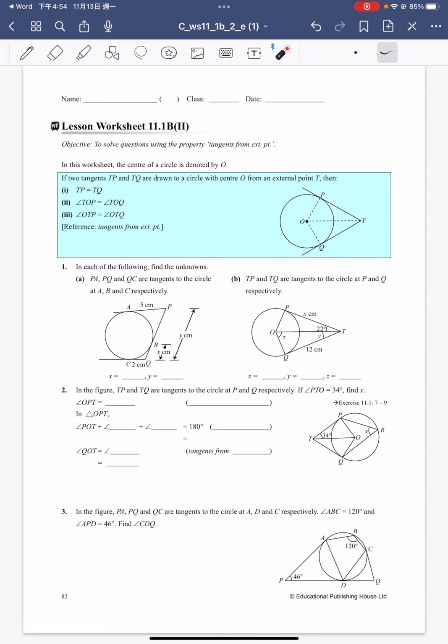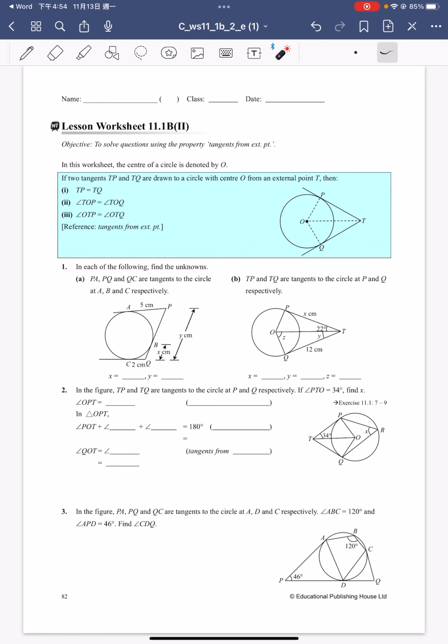to be fulfilled. First of all, the distance from the contact point P to the external point T is equal to the distance from the contact point Q to the external point T. So that's the first one. The second one is that the angle POT is equal to the angle QOT, which basically means the angles at the center are both the same. And the third one is that angle PTO is equal to angle QTO. This means that the angles at the external point are the same as well.